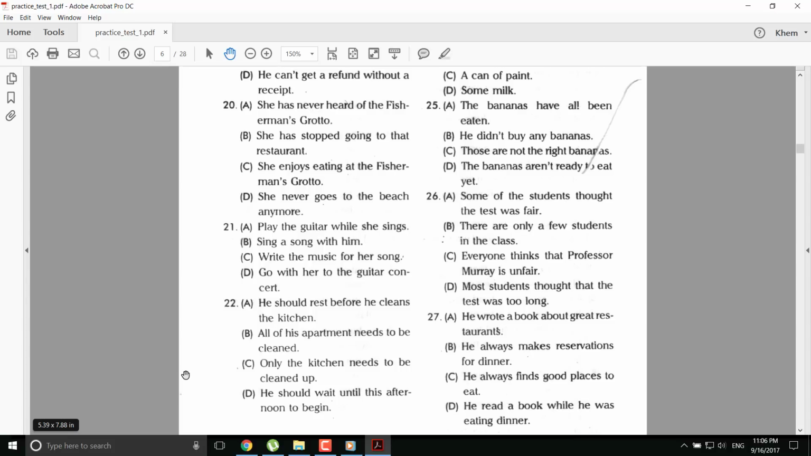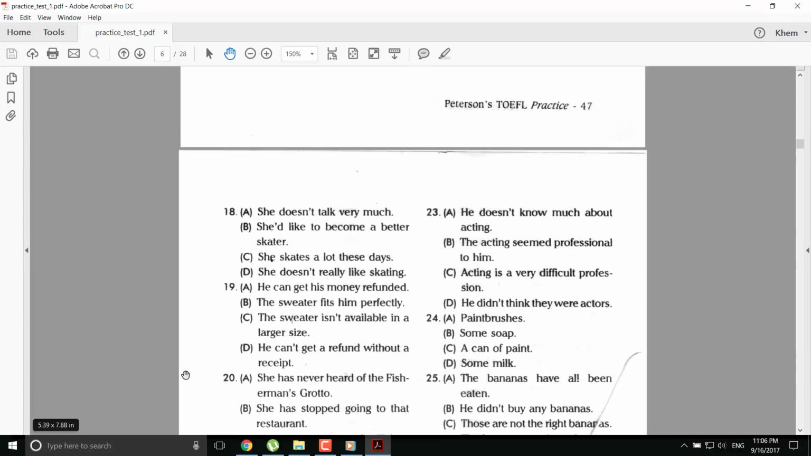Number 23. That was a great play, wasn't it? Yeah, the cast was wonderful. I could hardly believe they weren't professional actors. What does the man mean?